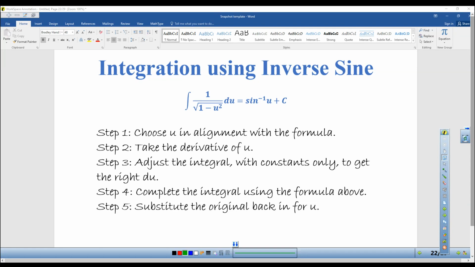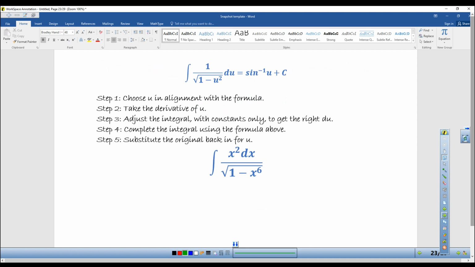This is a Shaffer Snapshot on integration using inverse sine. There is a formula that you need to know, so I've written it here for you, and I'm going to complete an example for you using these 5 steps.